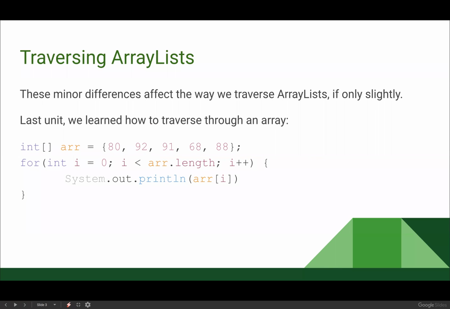So last unit, we talked about traversing through an array. We have an int array with numbers in it. We have int i equals 0, i less than our array's length, and then we increase i by 1 each time, and we can do something with array at index i each time through the loop. We've done this before, with strings, and with arrays now.